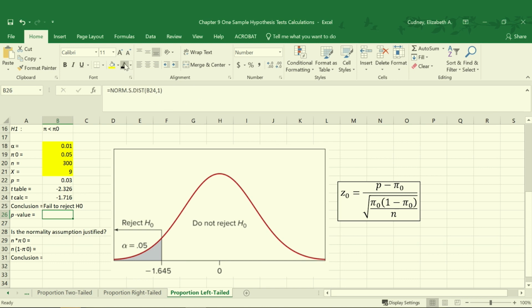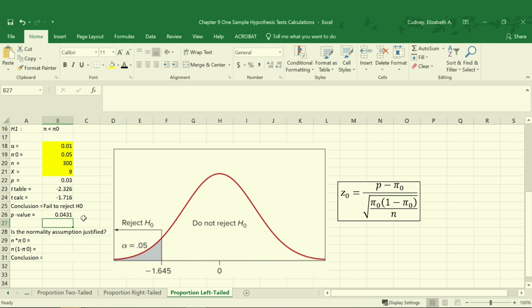We can also calculate our p-value. Our p-value is going to be norm.s.dist for our z-value from cell B24, and then for cumulative, we'll use a 1. So our p-value is 0.0431. This value is larger than our alpha value. However, we can make our conclusion with over 95% confidence.